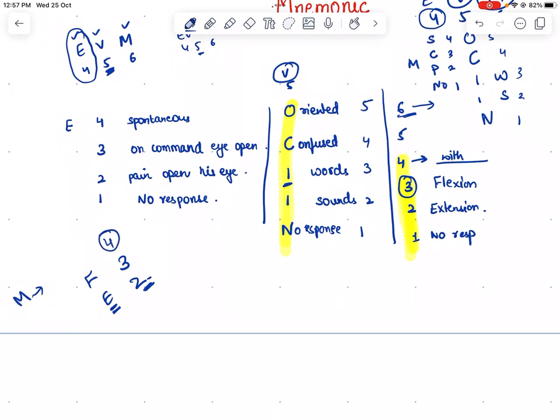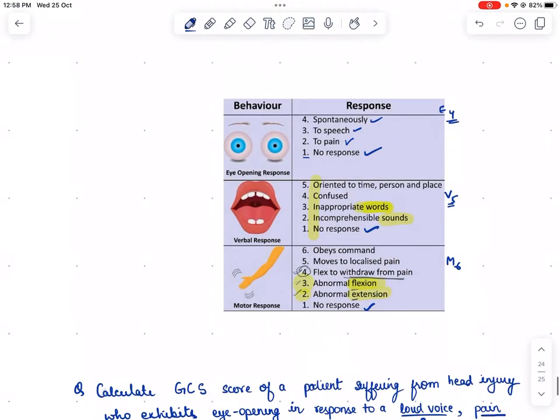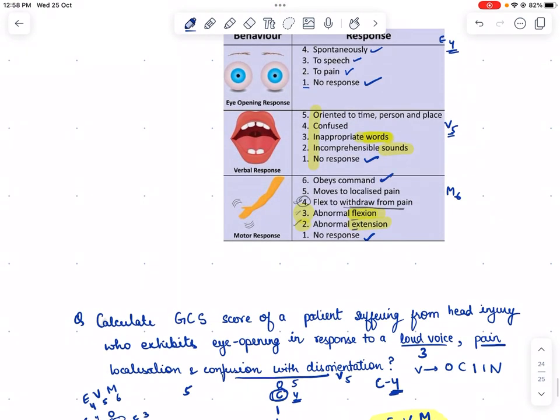Okay, so if you remember these points for motor, now you can easily solve. For 6 points, there is no such pain and he obeys commands, and moves to localized pain, 5. If withdrawal from pain is there, then we have to give 4. If he is healthy, then always 6 is there, and then 4 is for withdrawal from pain, and for flexion 3, extension 2, and then there is no response.